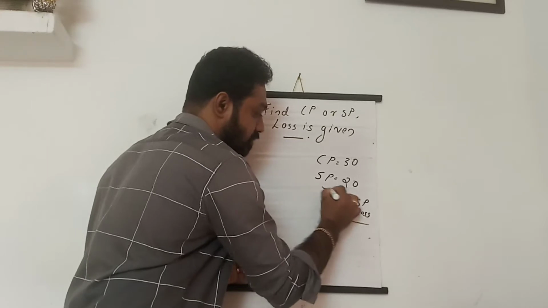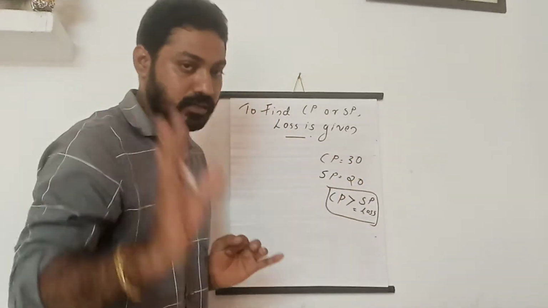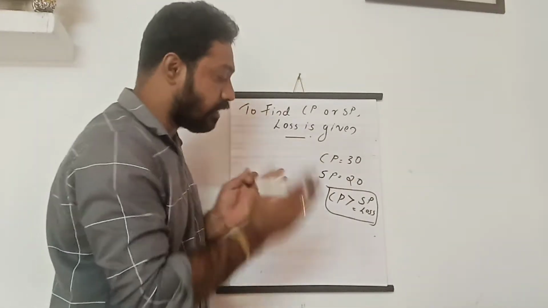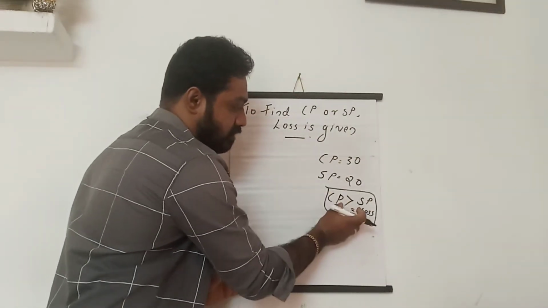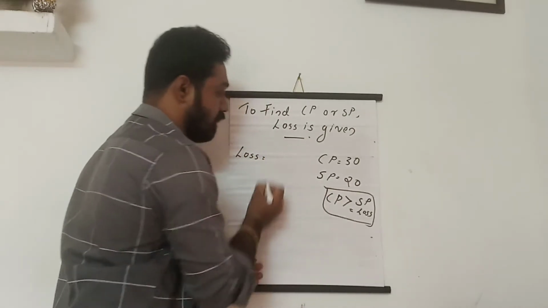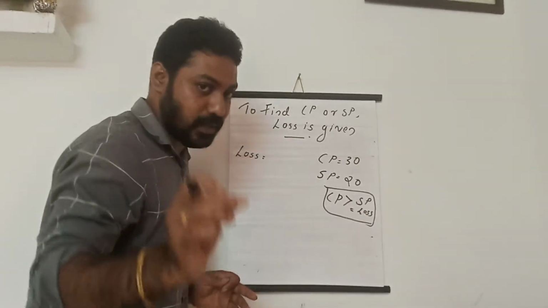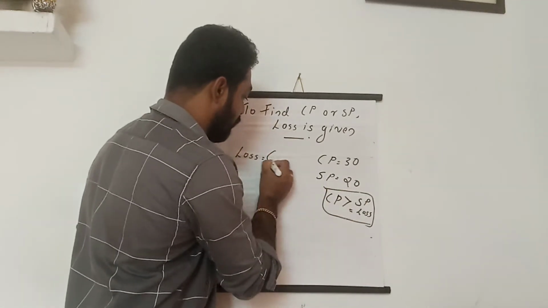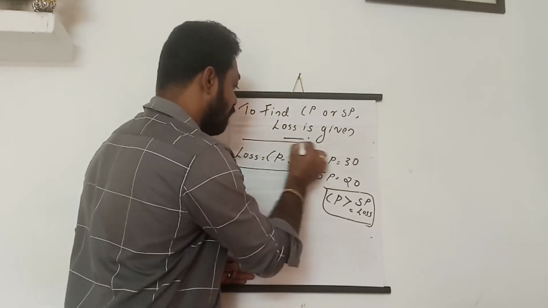These are the basic things you have to know. To remember this, just think about this book story, and everything will come like a chain. So your cost price is greater than the sale price. How much did I lose? 10 rupees, the difference between cost price and sale price. How did I get 10? 30 minus 20, that is CP minus SP. So this is our equation.